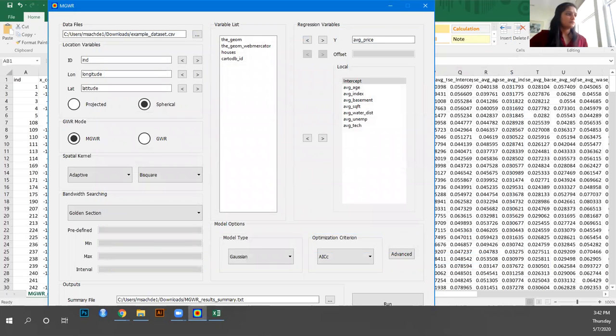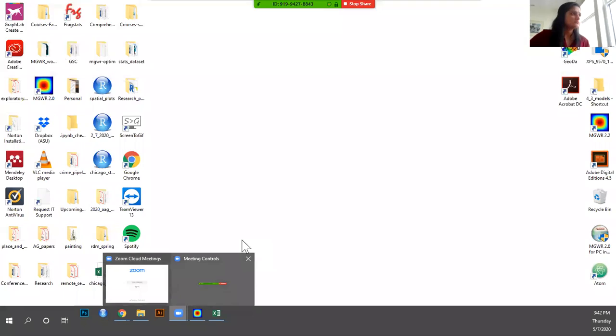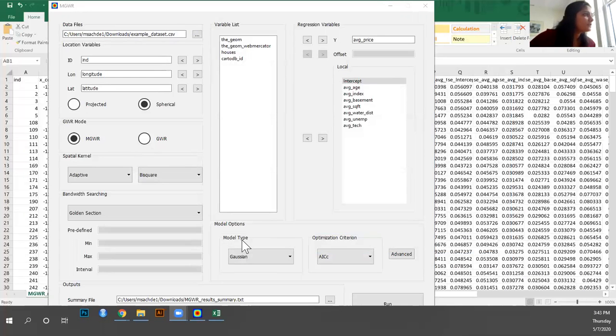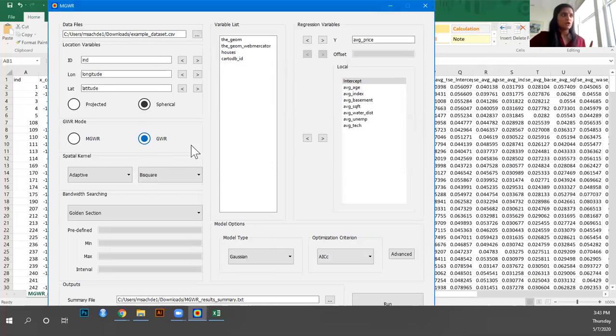There was another one: any concerns with normality in MGWR? Can you run MGWR with non-normal models? That is a very good question again. GWR has the option of running with a Gaussian model, which is a normal model, or with a binomial or a Poisson model.